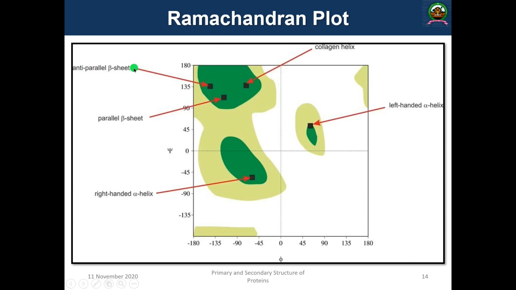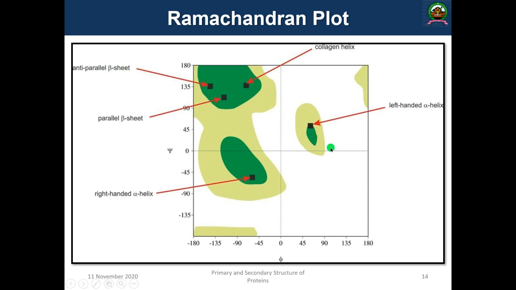So I told you, this is the anti-parallel beta sheet, which we will discuss. This is the beta sheet, the psi and phi angles. This is psi and this is phi. This is a right-handed alpha helical structure. This is a left-handed alpha helical structure. Any residues that come under the upper left side of the Ramachandran plot can be an anti-parallel beta sheet or parallel beta sheet, or sometimes a collagen helix.